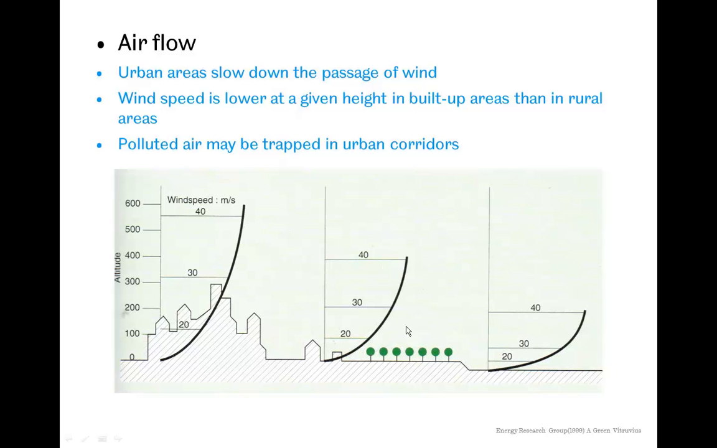And then if you compare that with a suburban setting, you get a wind reduction, and then comparing that with the external setting. And one of the implications of this may be that polluted air can be trapped in urban corridors, because that wind flow simply can't be pushed through to clean out the polluted air.